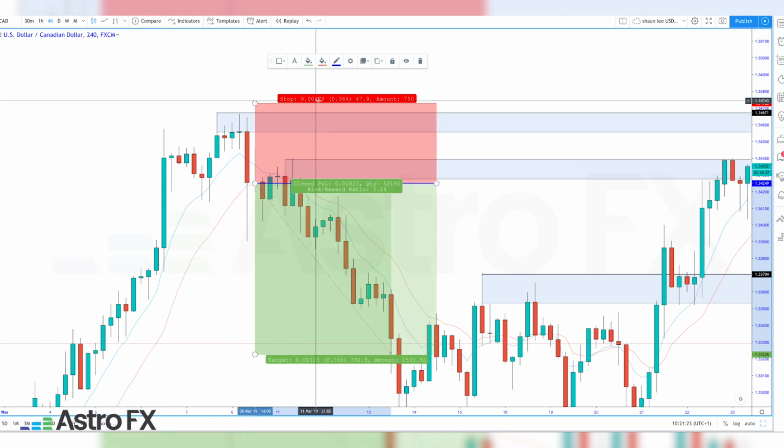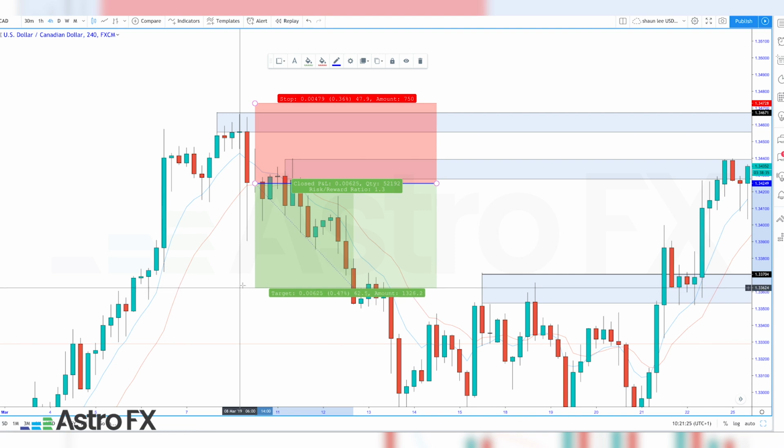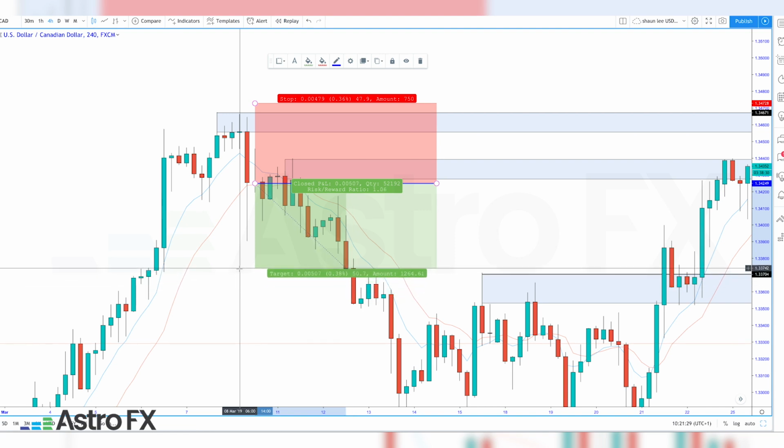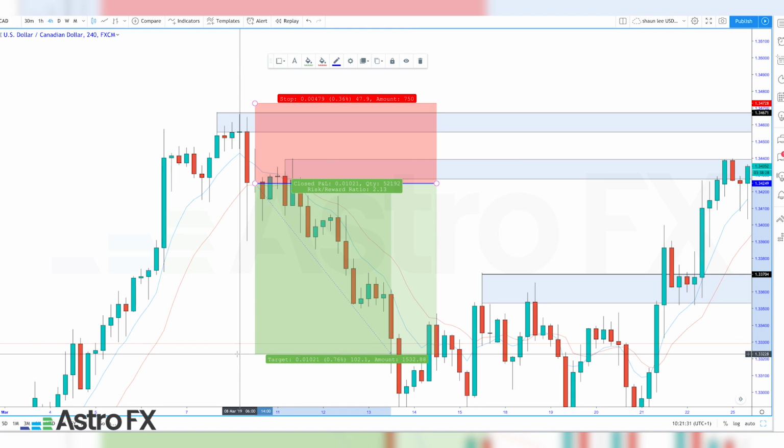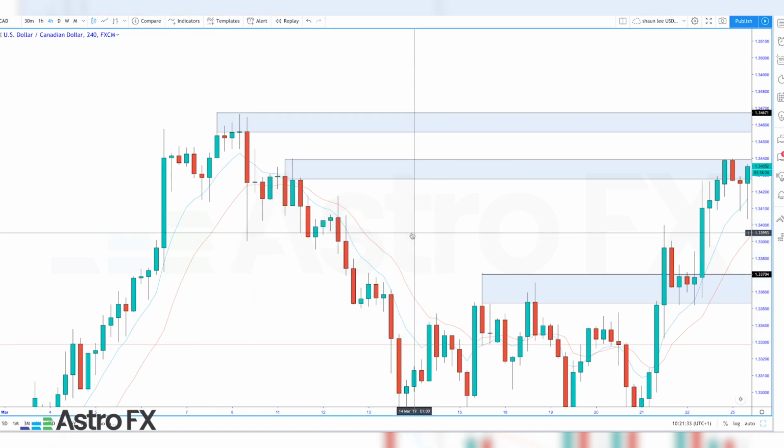Stop's only for 47 pips, so we want at least a 1-to-1 risk reward, going for 47, 50 pips right there. A 1 to 2 would obviously be 100. That's how that one would be approached.